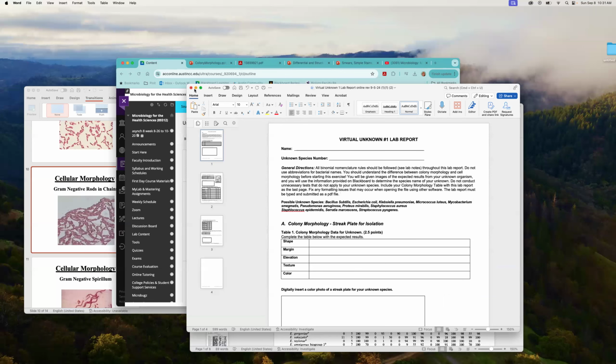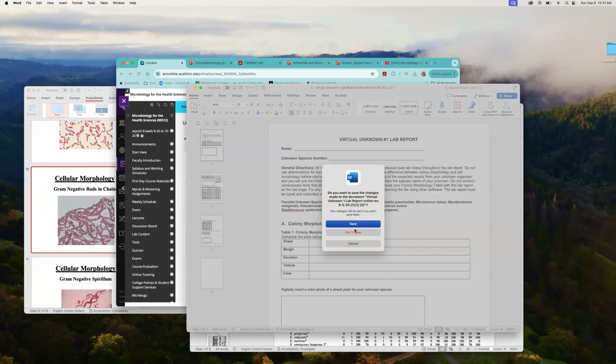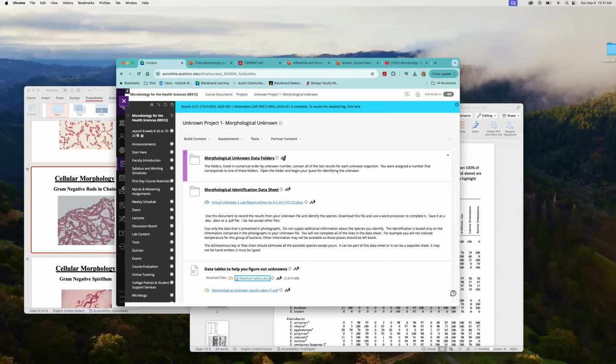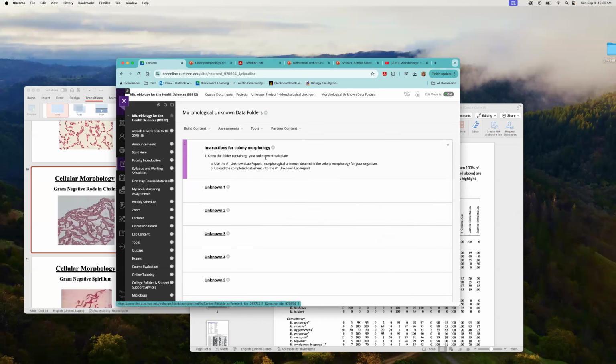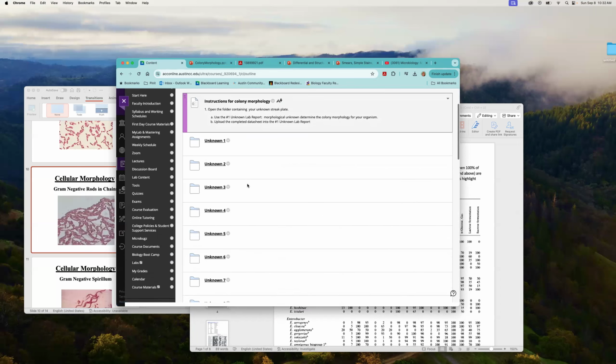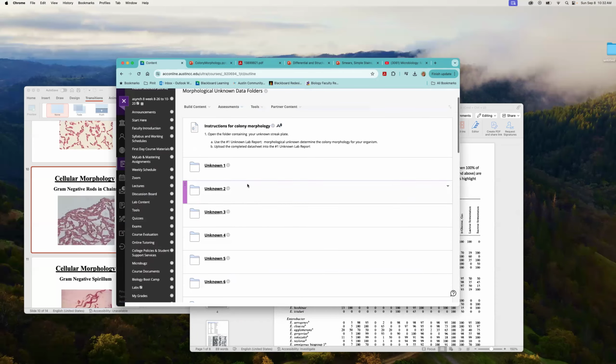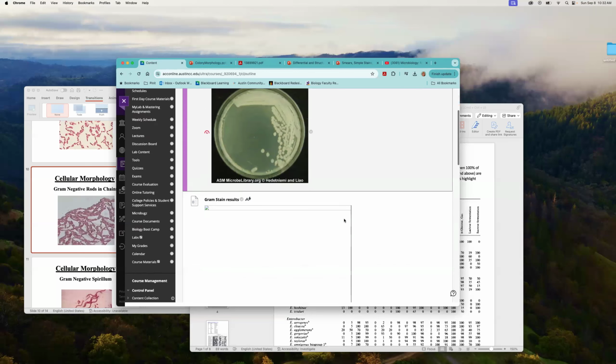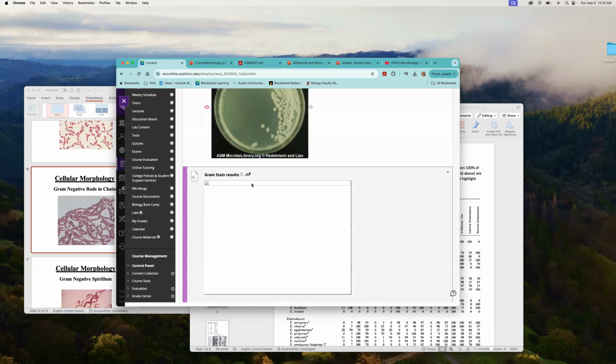Okay, so that's the report here. In order to find your data folder, you would come up here. I've emailed you with a number, and you'll see that there are unknown numbers here with data folders. So let's go to this one and see what we have. There's a streak plate. The gram stain's not coming up on this. This isn't one anybody has, but you would have a gram stain here.